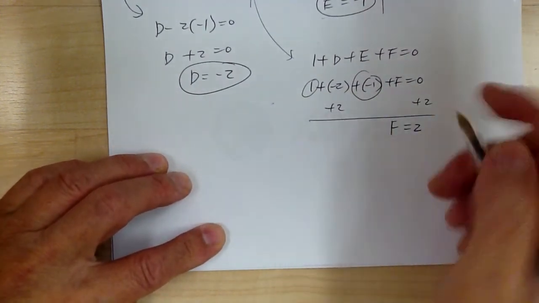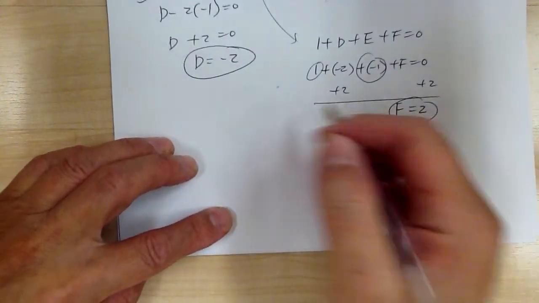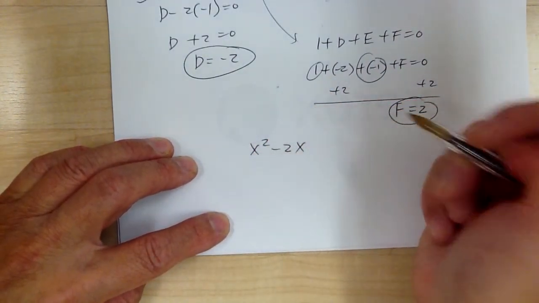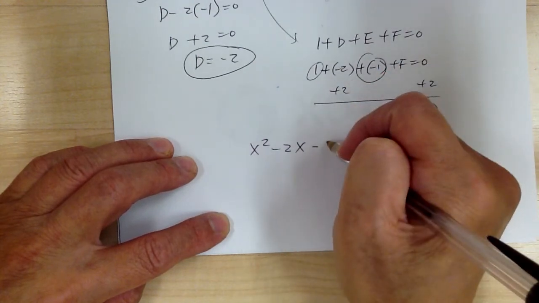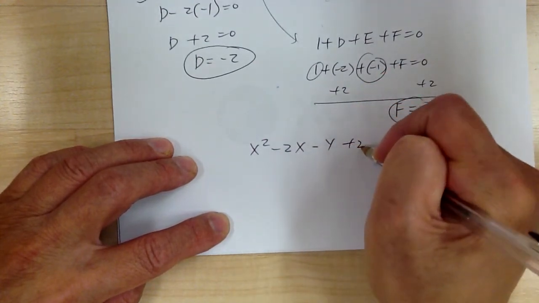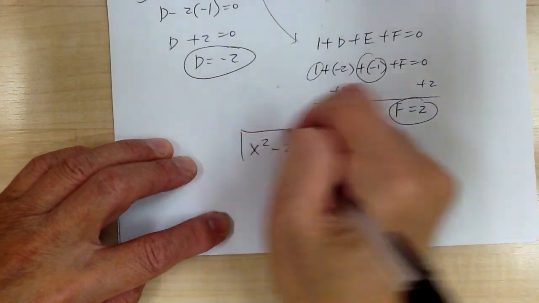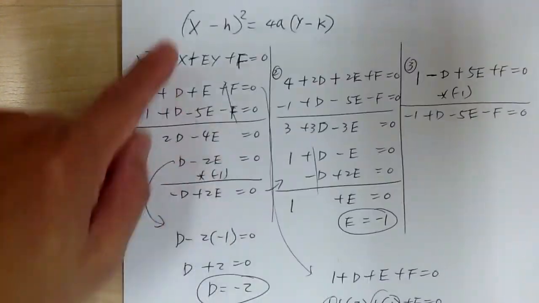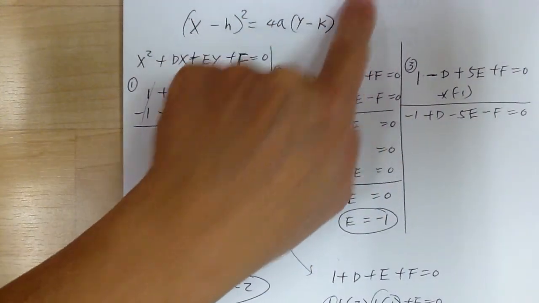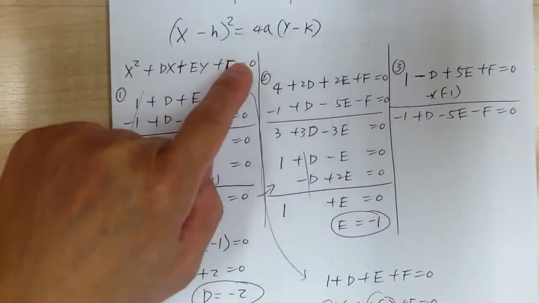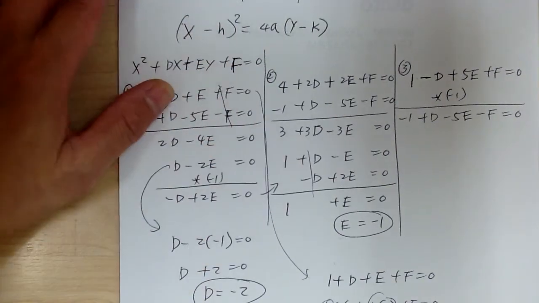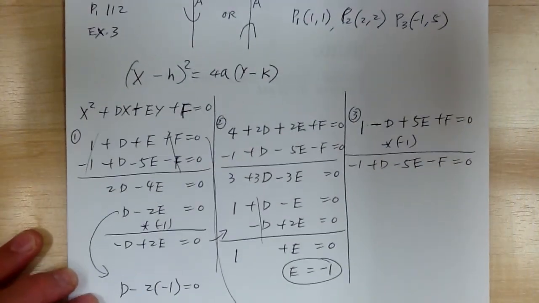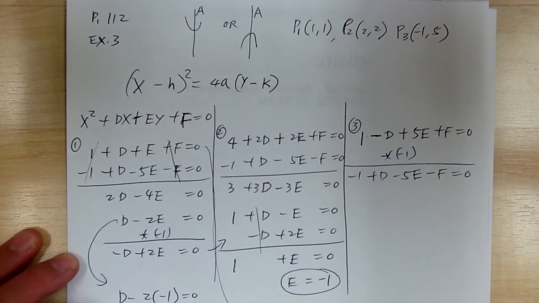So once I find d, e, and f, I put them back in the general equation: x squared minus 2x, e is -1, so minus y plus 2 equal to 0. And that's my equation. So you can use the general form, or you can use this one. You can do the same thing. Use point 1, put it in there, you get one equation. But I think this is harder to use because of the 3 equations. So use this method. Okay. So when you have 3 points, you use the general form and just work it through.